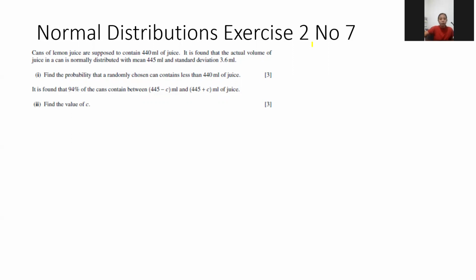Okay, so here you have the question of normal distribution given the information like this. Cans of lemon juice are supposed to contain 440 milliliters of juice. It is found that the actual volume is normally distributed with mean 445 and standard deviation 3.6 milliliters. Find the probability that a randomly chosen can contains less than 440 milliliters of juice.